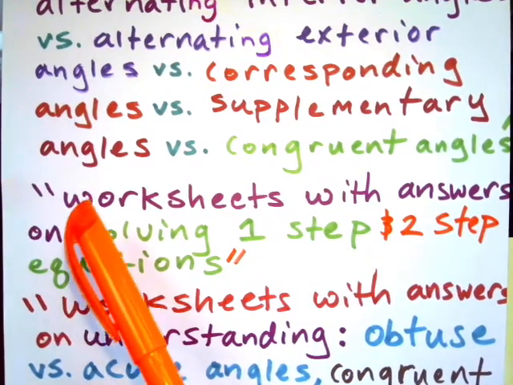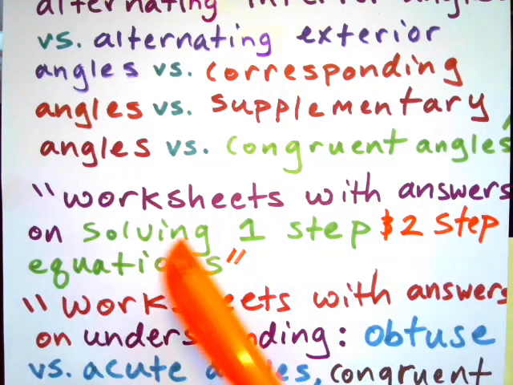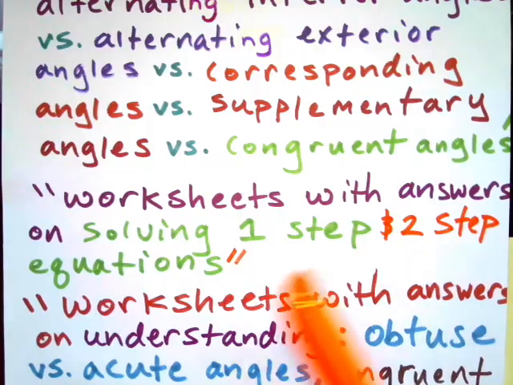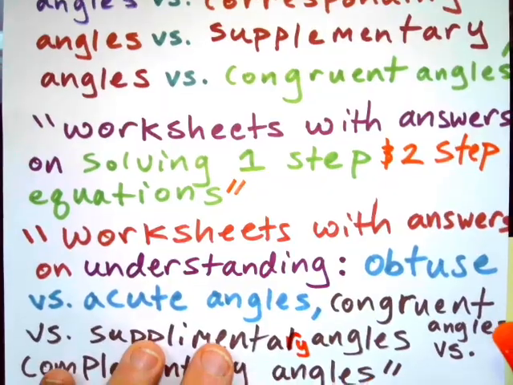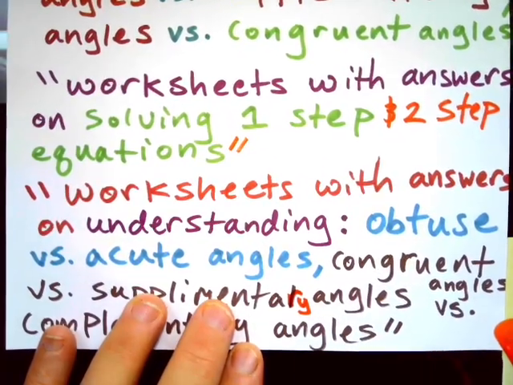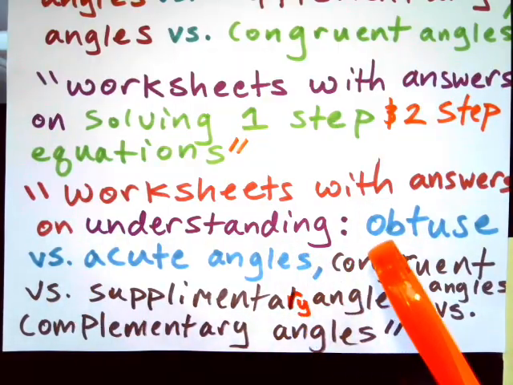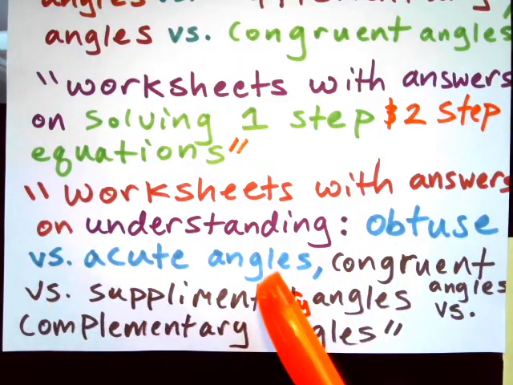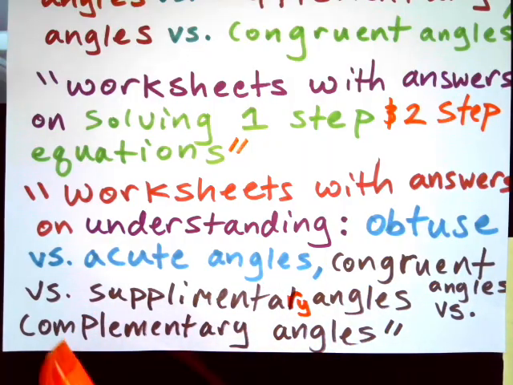All right. Also, punch in a search engine, worksheets with answers on solving one-step and two-step equations. All right, now you want to do that. And then you also want to type in to your search engine worksheets with answers on understanding obtuse versus acute angles, congruent angles versus supplementary angles, versus complementary angles. This will help increase your knowledge, your skills, your abilities.